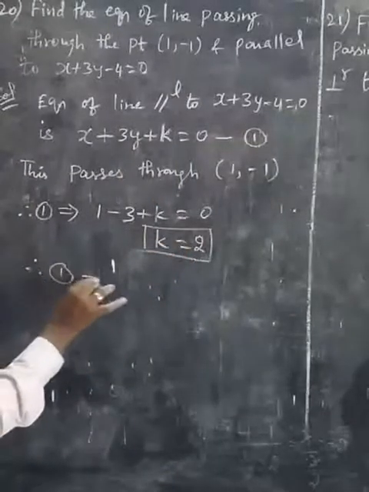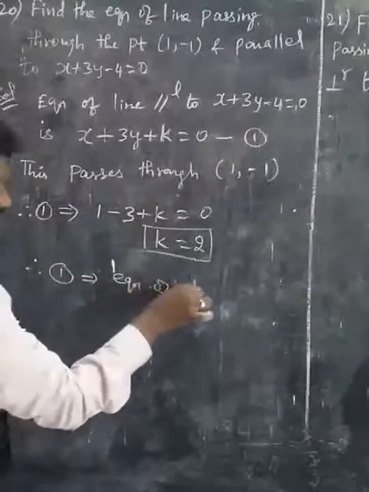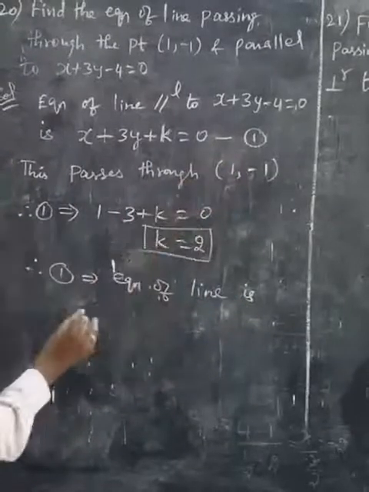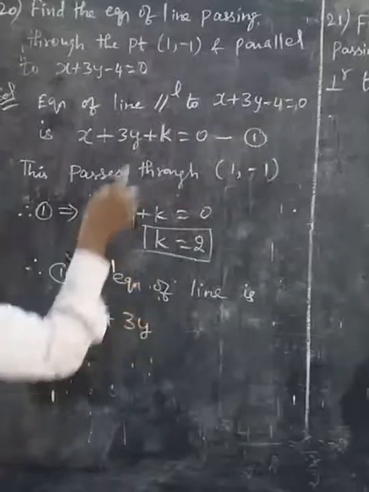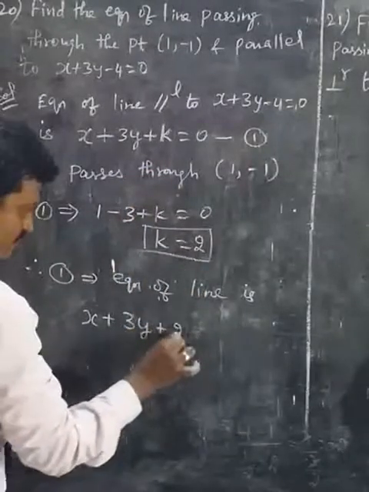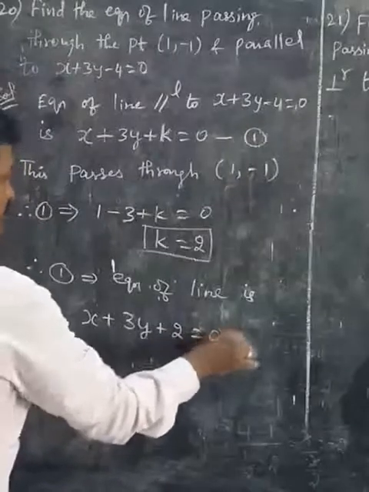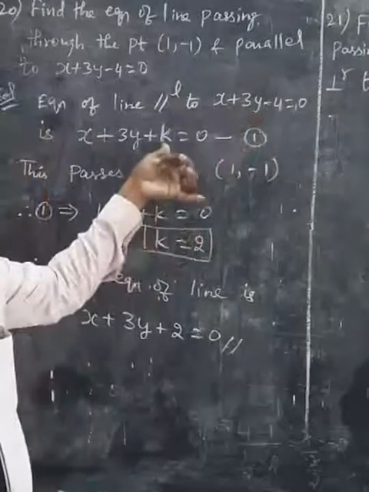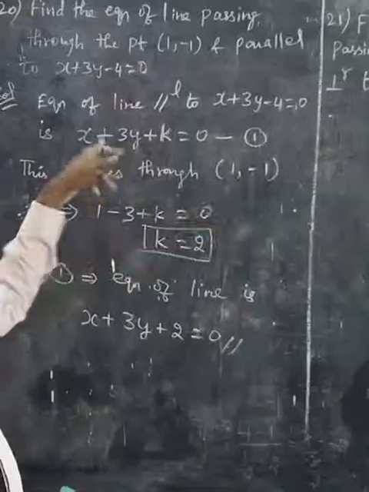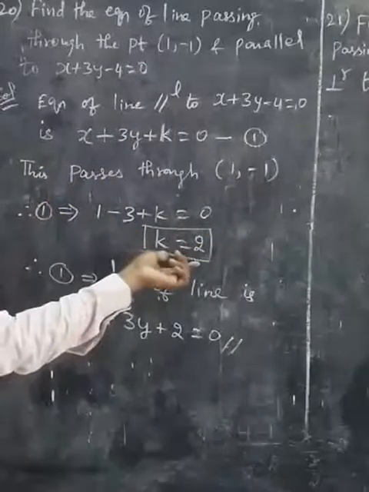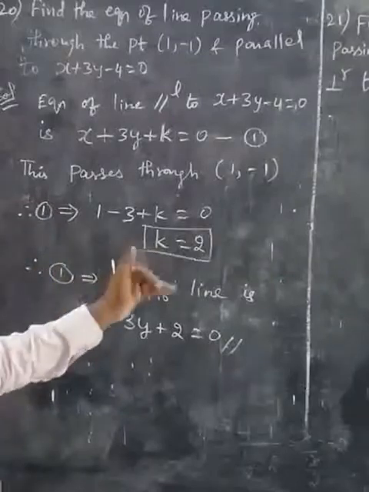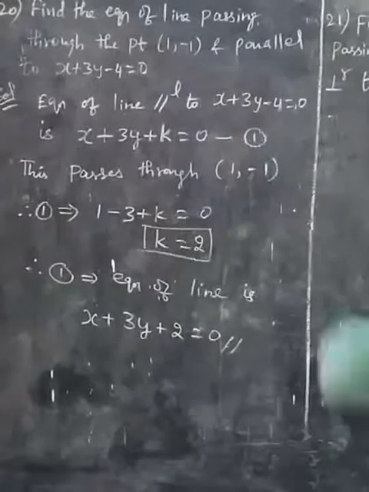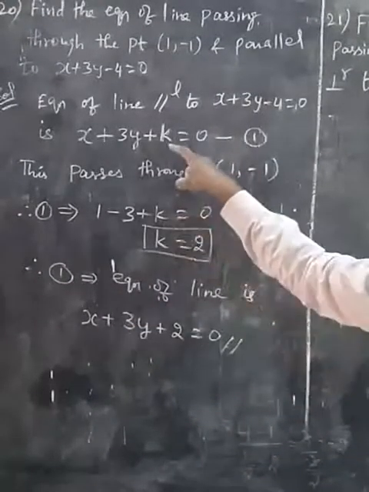Therefore, the equation of line from equation 1, this is equation 1. X plus 3y, what is k value? Plus 2 equal to 0 is the answer. How we did this? First we wrote any line parallel to this will be of this format which passes through this point. So substituting this in this equation, we are finding out the value of k. So k value we found out as 2. So after finding k value, just we are substituting in the equation. Substituting in the equation in this first equation and writing the answer.